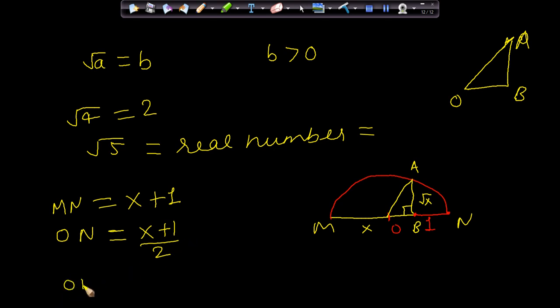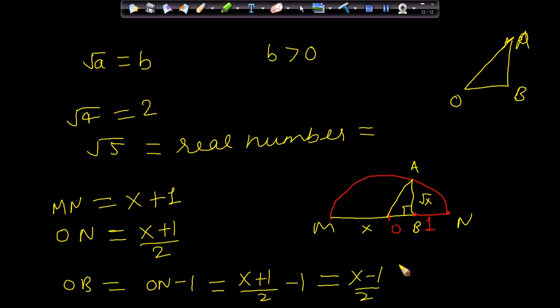So what will be the OB? OB will be how much? ON minus 1, right? ON minus 1, x plus 1 by 2 minus 1, which I can also write as x minus 1 by 2. So OB will be how much? x minus 1 by 2. What will be this length? See, this is also radius, right? OA. So this will also be equal to x plus 1 by 2.